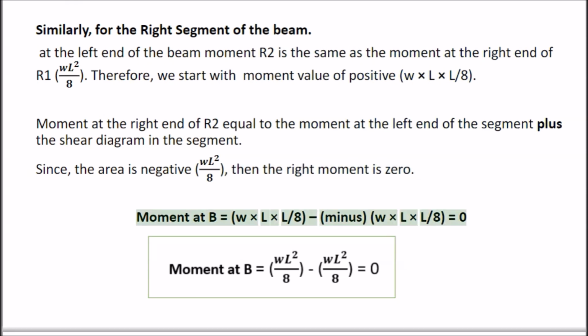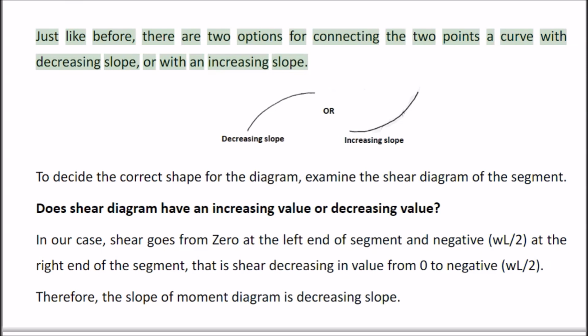then the right moment is 0. Moment at B equals W times L/8 minus W times L/8 equals 0. Just like before, there are two options for connecting the two points: a curve with decreasing slope, or with an increasing slope.